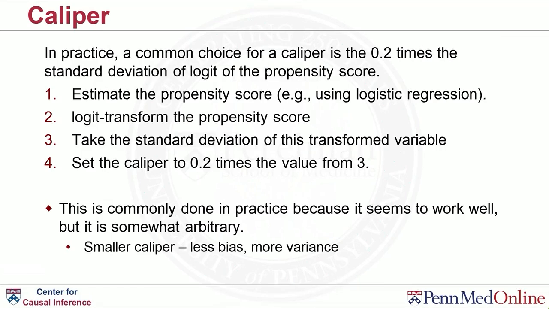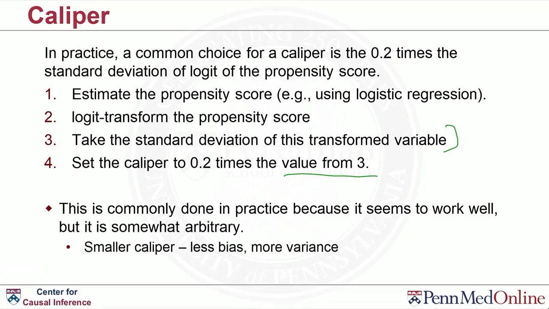Now we could just take the standard deviation of that. Because it's a variable in our data set, we could just ask our statistical software for the standard deviation of that variable. So that'll be a number. So we have a standard deviation. And then we could set our caliper to 0.2 times that value. So when I say 0.2 times the value from step 3, I mean the value from this step: 0.2 times the standard deviation itself.